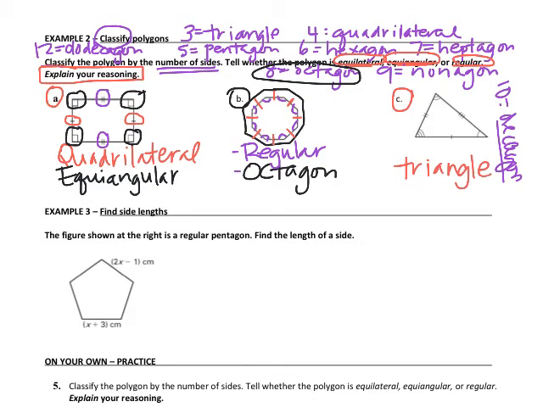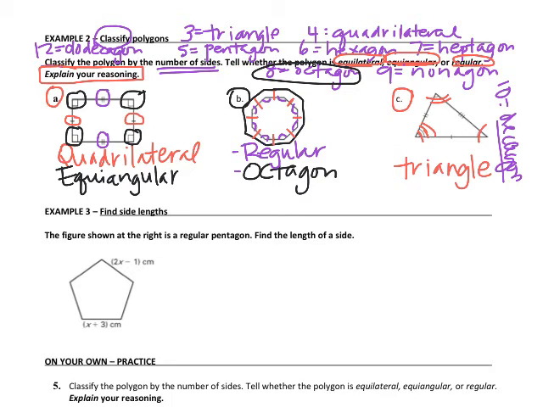And we have to state whether it's regular, equiangular, equilateral. Well, there's 1 arc here, 2 arcs here. That means that those are not congruent. This one is not congruent to any of the other angles, and this one has 3 arcs. So none of the angles are the same measure.